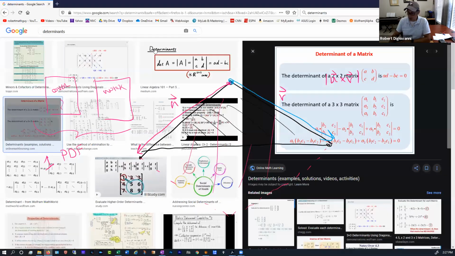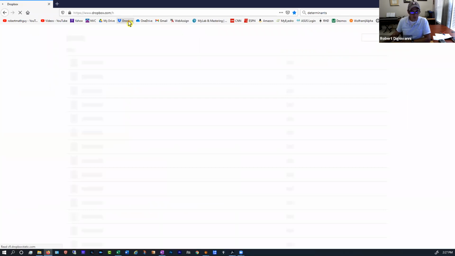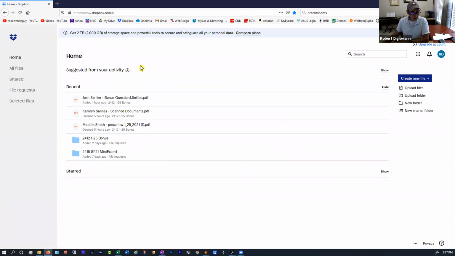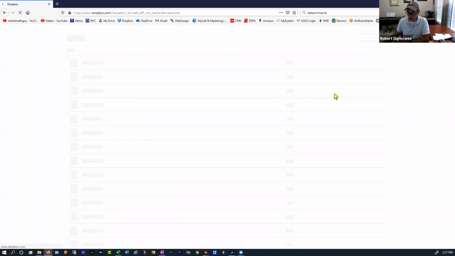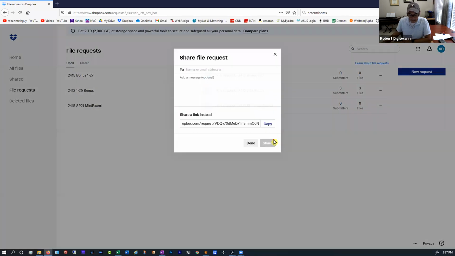And as far as the Dropbox link, you know what? Let me just make the Dropbox link and I'll throw it into the chat for you. You can just grab it right now. So I'm going to call this 2415 bonus from today, 127. And actually work the problem out. I want to know the area of that triangle, okay? Okay, so in the chat, coming to you now.